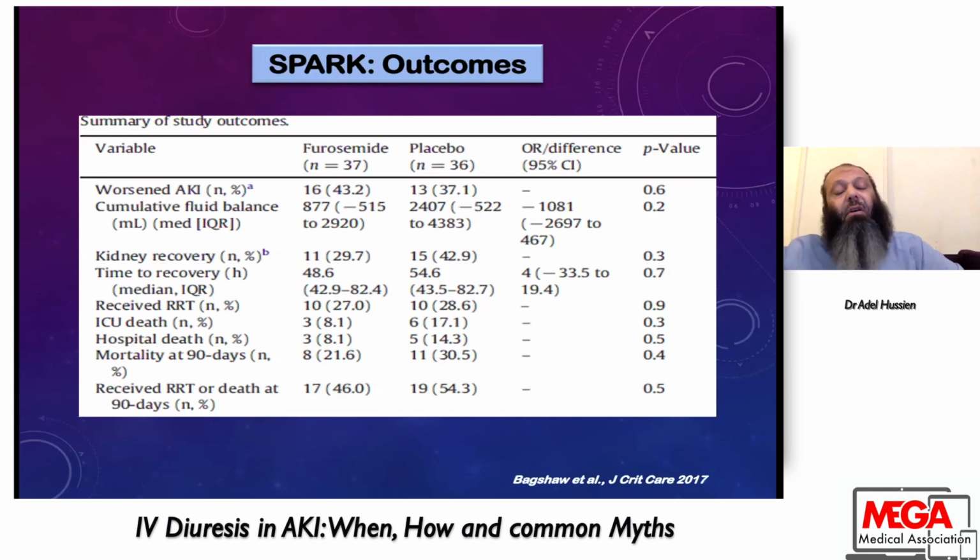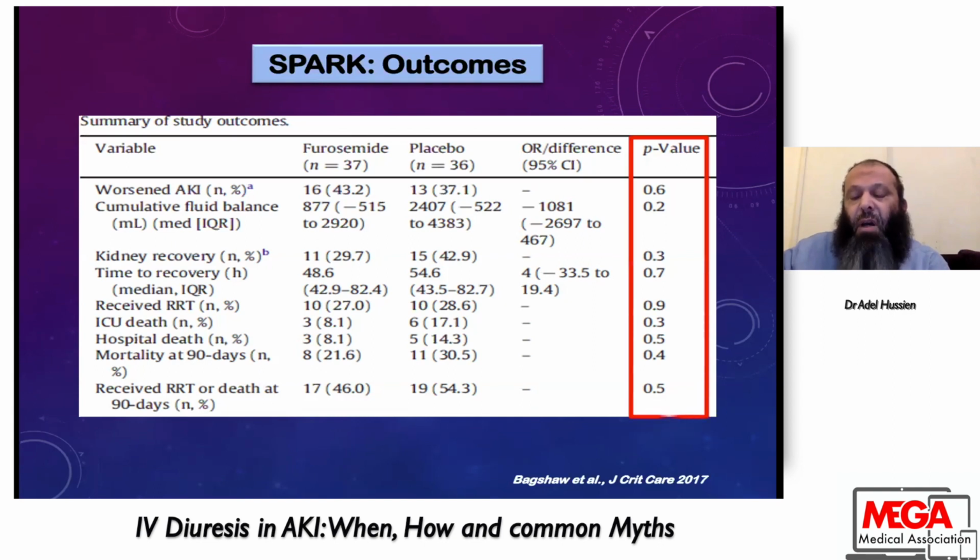So the outcome from this study, when they compared the furosemide group to the placebo group: they looked at important variables like worsening of AKI, cumulative fluid balance, kidney recovery, people who received renal replacement therapy, ICU mortality, hospital mortality, and not only this, mortality at 90 days. If you look here at the p-value, it is non-significant.